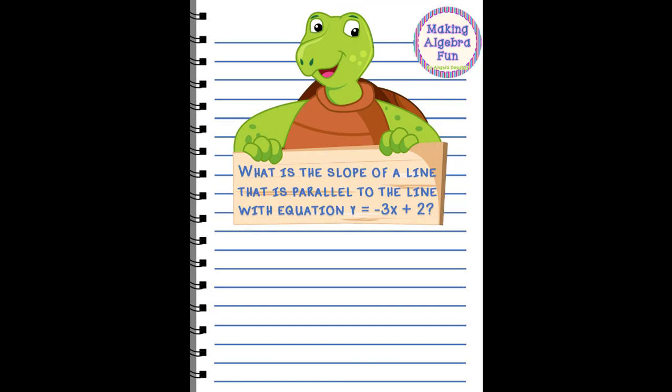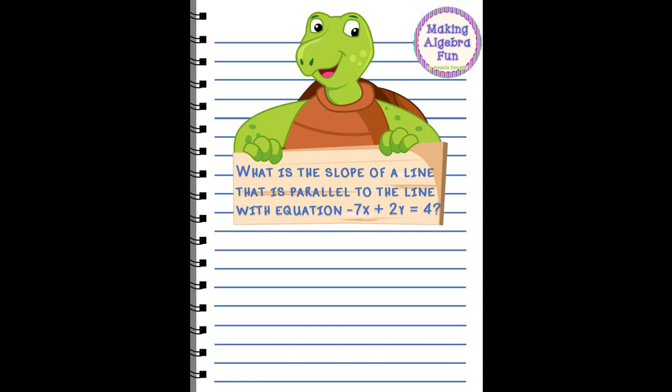So here's a question. What is the slope of the line that is parallel to the line with the equation y equals negative 3x plus 2? And so to answer this, all you need to do is find the slope of your line. Know that parallel lines have the same slopes, so they will share a slope. Our slope is negative 3, you can see that, and that makes the other slope negative 3 as well.